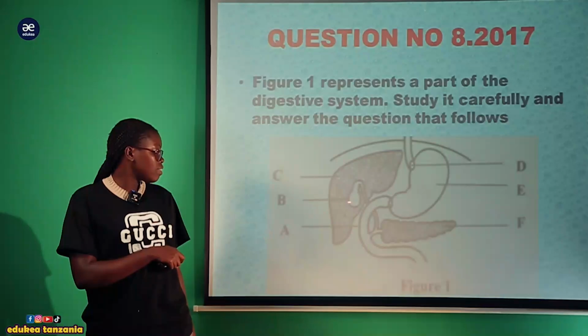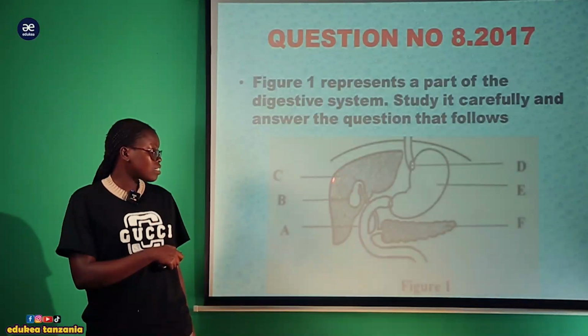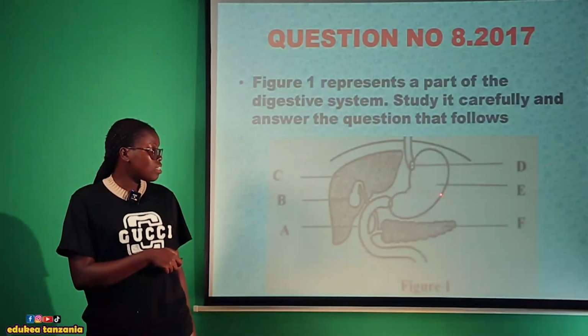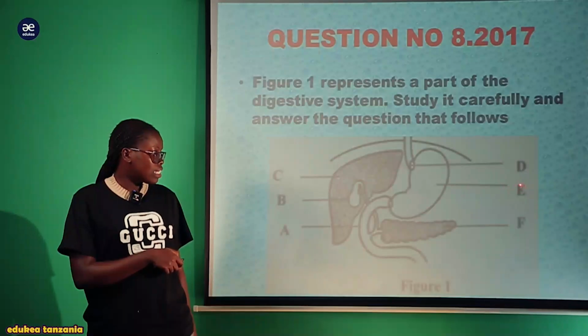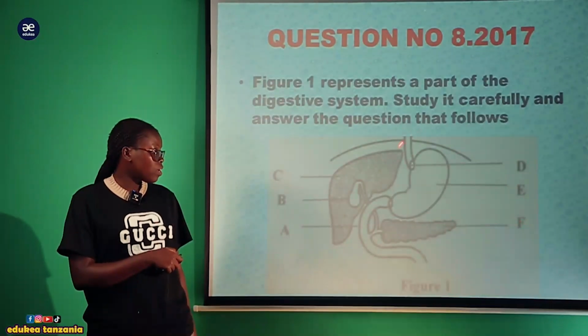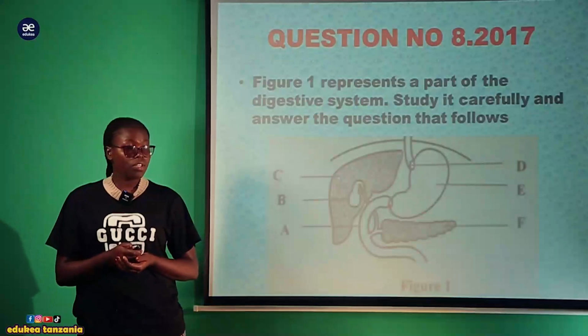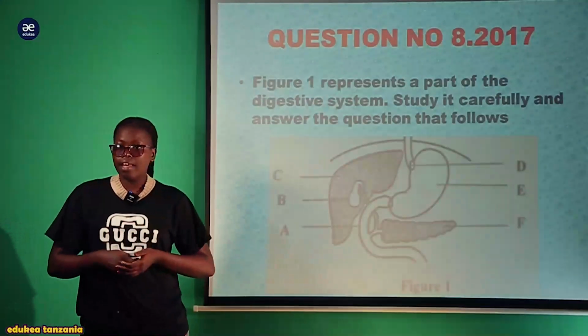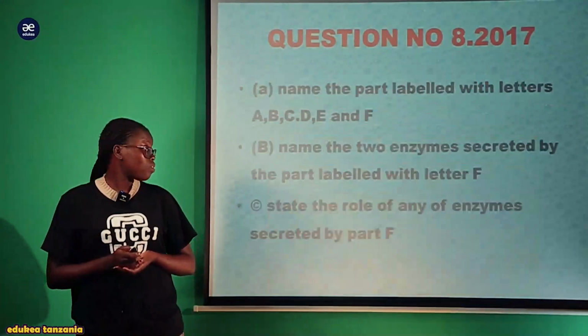There is letter A, letter B here, letter C, letter D, letter E, and also letter F. So you are needed to label it. You are needed to study it carefully. After that, let us see the questions that follow.